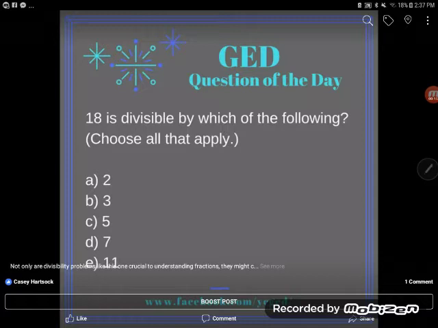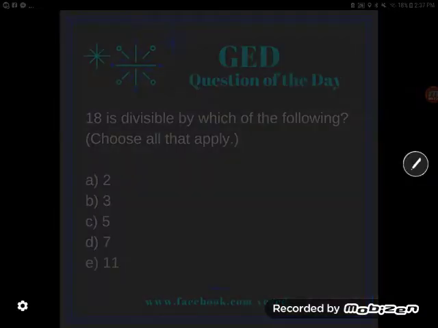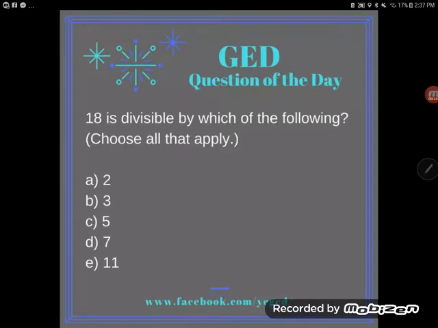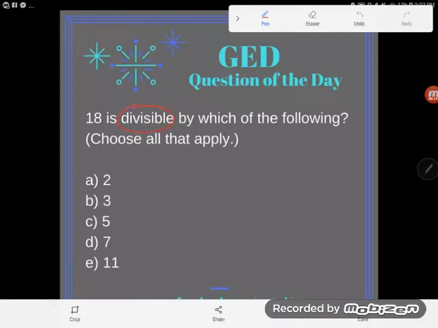So 18 is divisible by which of the following? Divisible is a new word that we haven't necessarily defined yet, even though we've actually been doing this concept. We've talked about factors, we've talked about multiples. As it turns out, when we were talking about factors and multiples, we were talking about that concept of divisibility. So when 18 is divisible by a number, it means that number divides 18 perfectly with no remainder. Or another way to think of it, 18 is on that number's times tables.